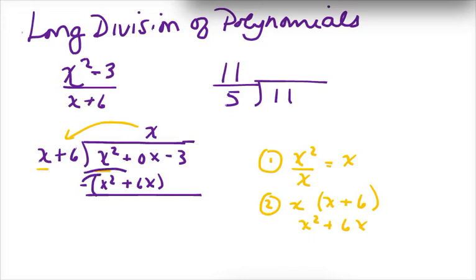That's a common mistake. So x squared minus x squared, those would cancel out. And then you're left with a minus 6x plus 0x, which is minus 6x. Bring down your negative 3. And then you ask yourself again, how many times does x go into negative 6x? That's equal to negative 6.